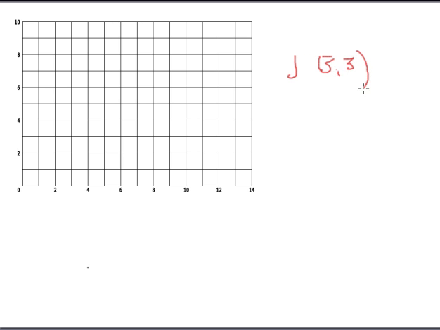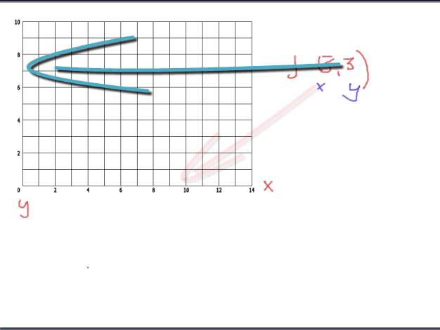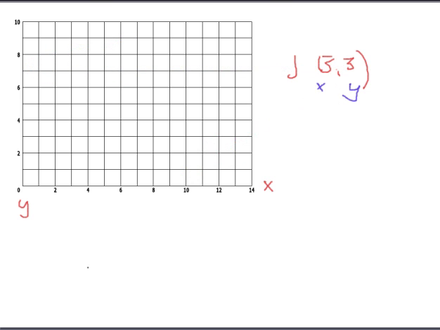Always remember that the horizontal line is your x coordinate, and the vertical line, which is going up and down here, is your y coordinate. For J (3, 3), your first number is always going to be your x coordinate, and your second number is going to be your y coordinate. So here it's 3, 3, so I'm going to go to 3 on the x, this is 0, 1, 2, 3, and then it goes to y 3.